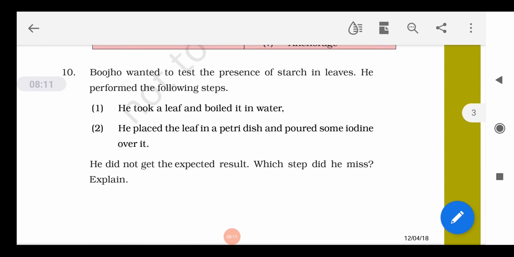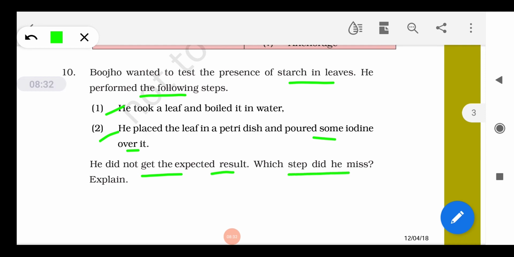Question number 10. Bujo wanted to test the presence of starch in leaf. He performed following step. Now he took leaf and boiled it in water and then placed leaf in petri dish and poured some iodine over it. He did not get expected result. Which step did he miss? So he missed one step.